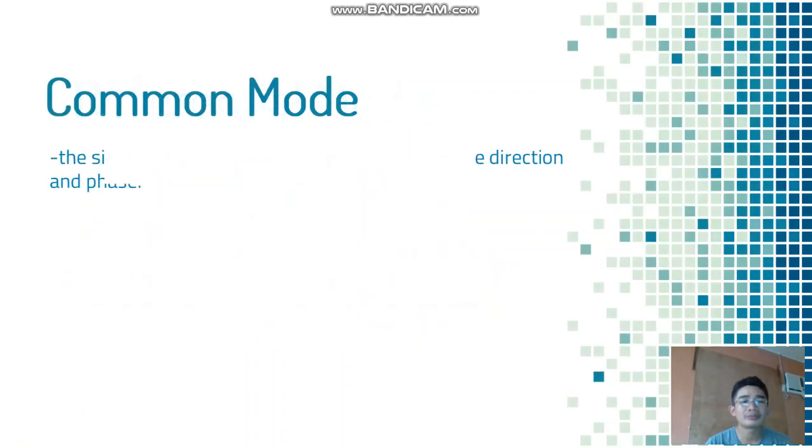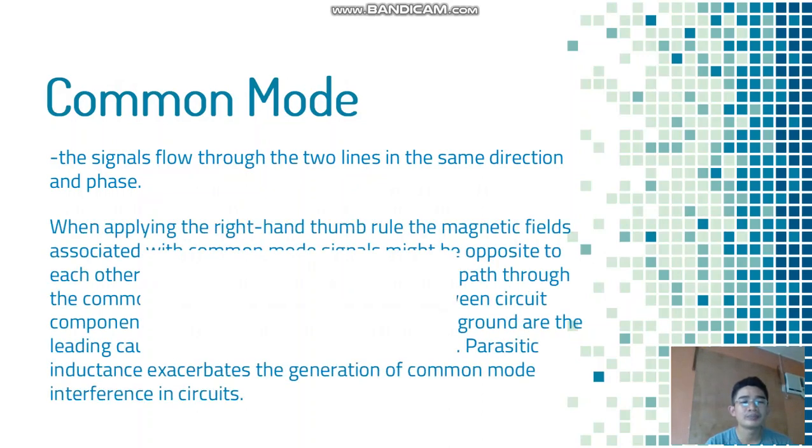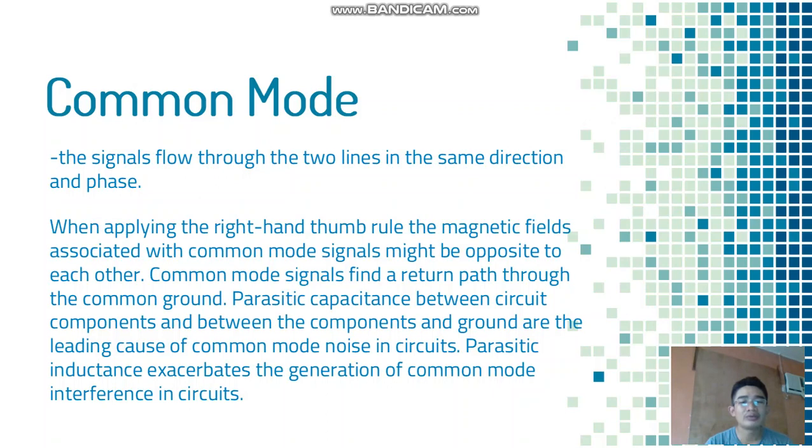What is common mode? The signal flows through the two lines in the same direction, in phase. When applying the right-hand thumb rule, the magnetic fields associated with the common mode signal are opposite to each other. Common mode signals find the return path through the common ground. Parasitic capacitance between circuit components and between the components and the ground are the leading cause of common mode noise in circuits. Parasitic inductance exacerbates the generation of common mode interference in the circuits.